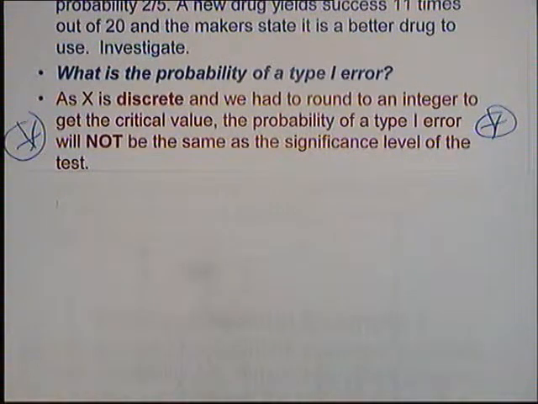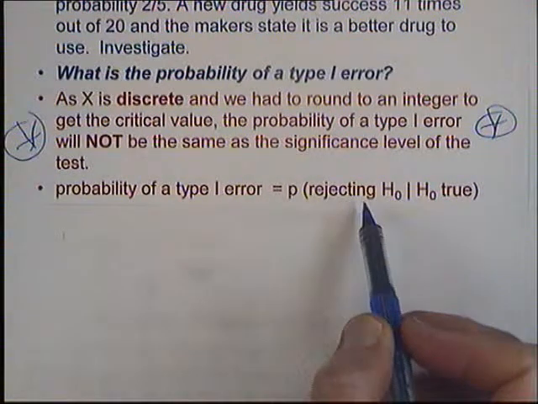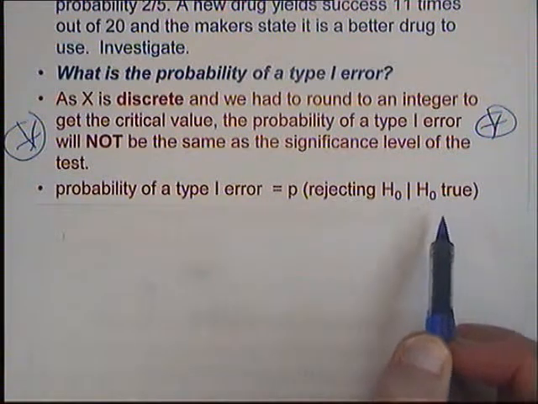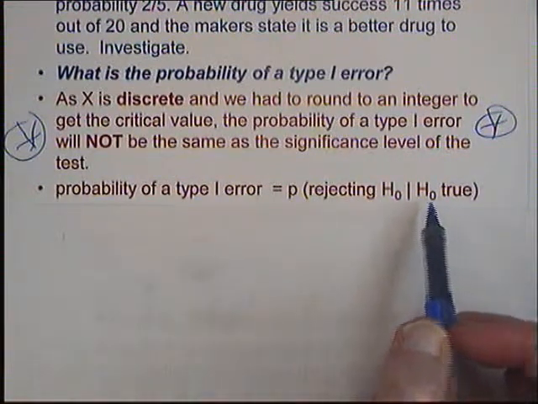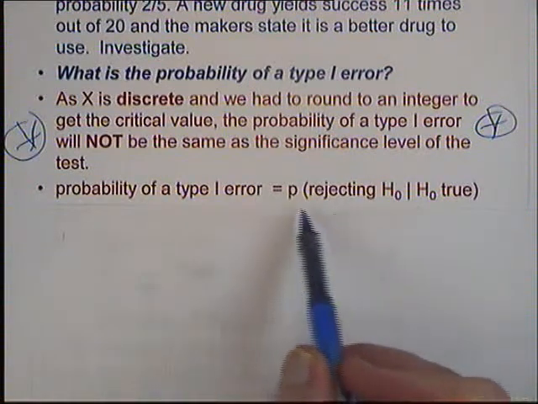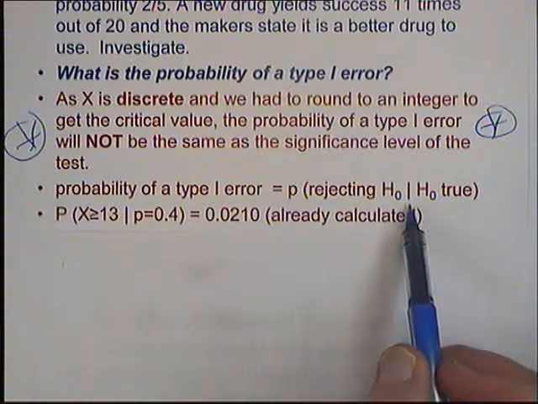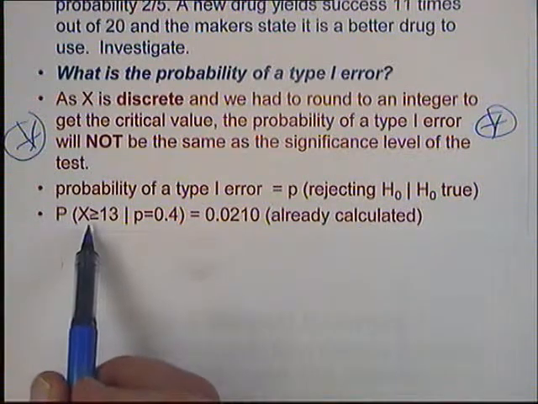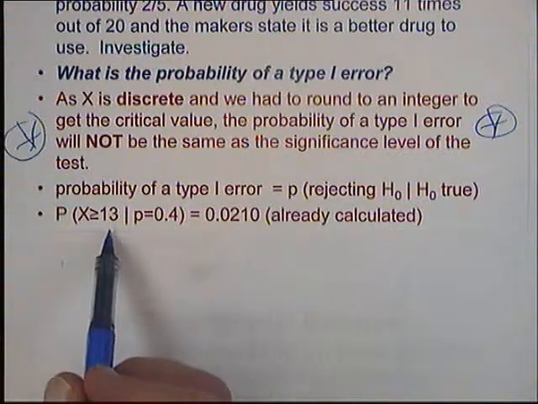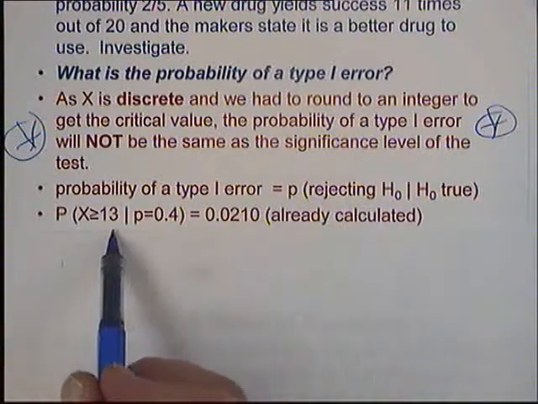So we need to go back to our definition. Well, what actually is a type 1 error? It's accepting H1, or in other words, rejecting H0, when H0 is actually true. That's the definition of a type 1 error. So we need to know the probability of rejecting H0. Well, we would reject H0 if we observed 13 or more. That's when we would reject H0 or accept H1.